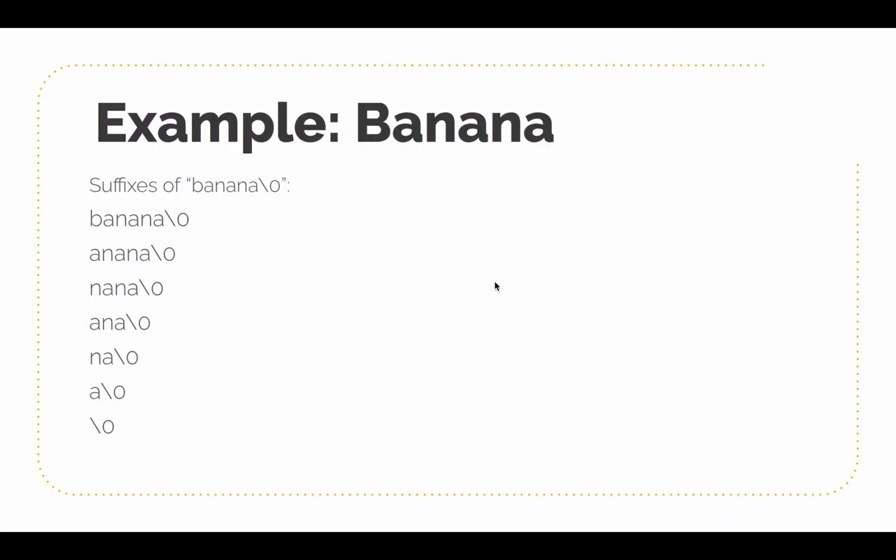presentation. As an example to demonstrate what a suffix tree looks like, we will use the string banana, where the null character is the termination character. The following are all of the possible suffixes of banana. If we consider all of the suffixes as individual words, we can build the following standard trie.